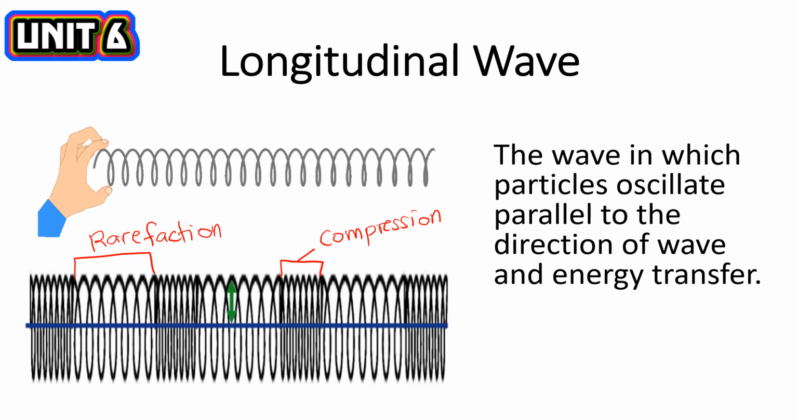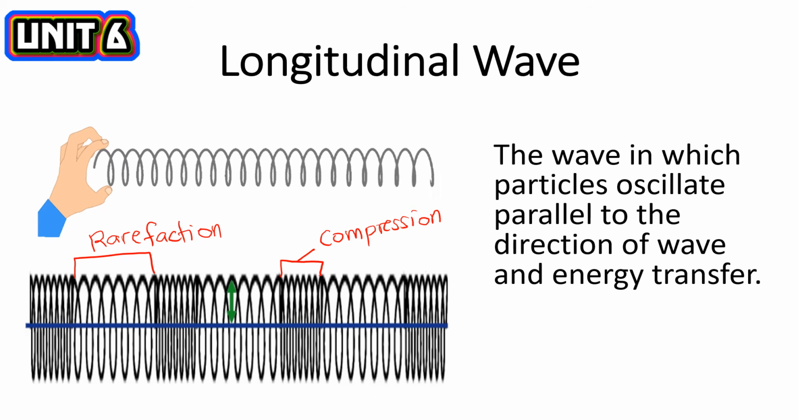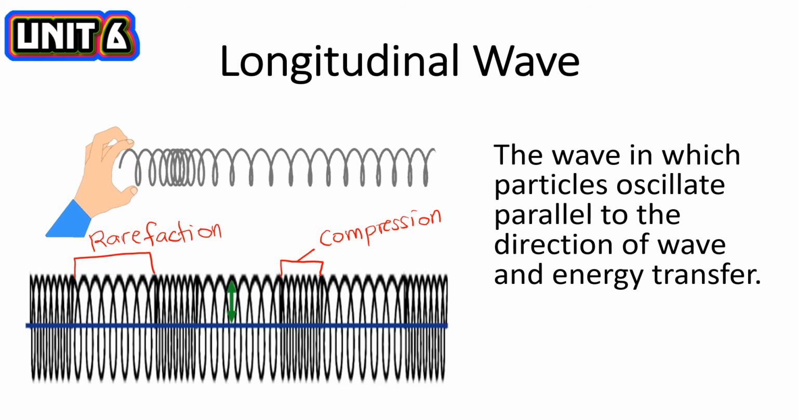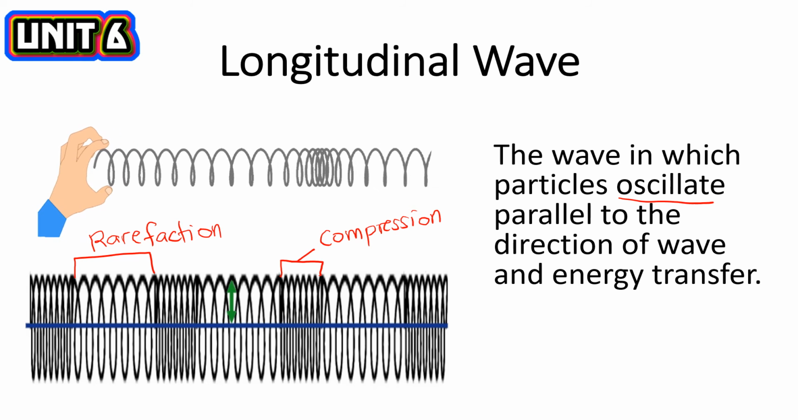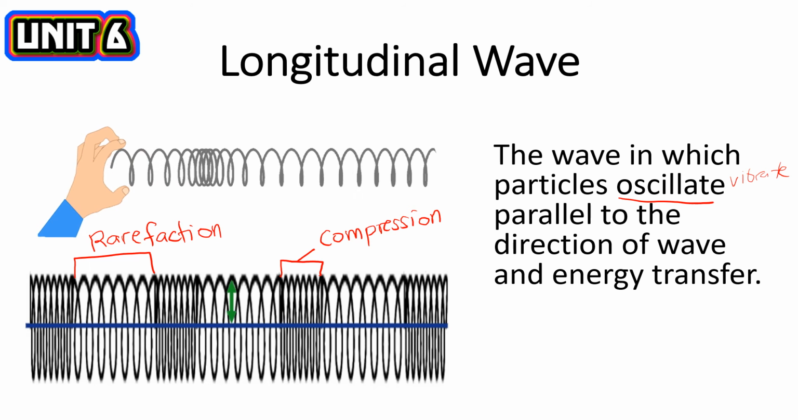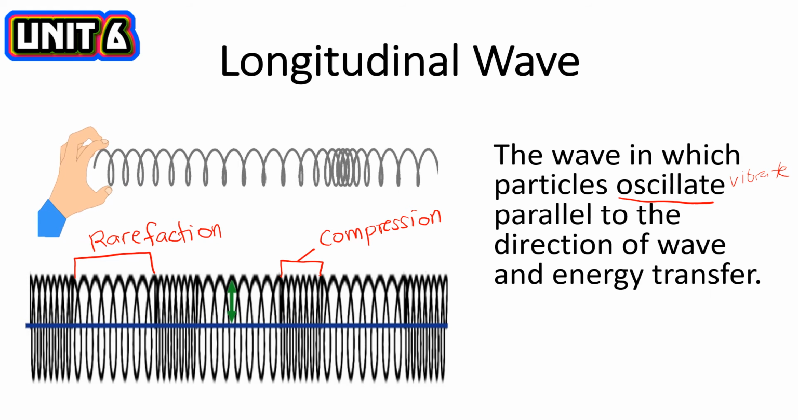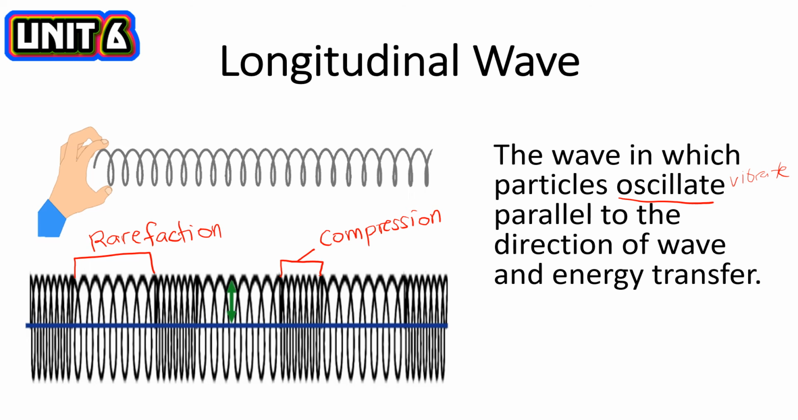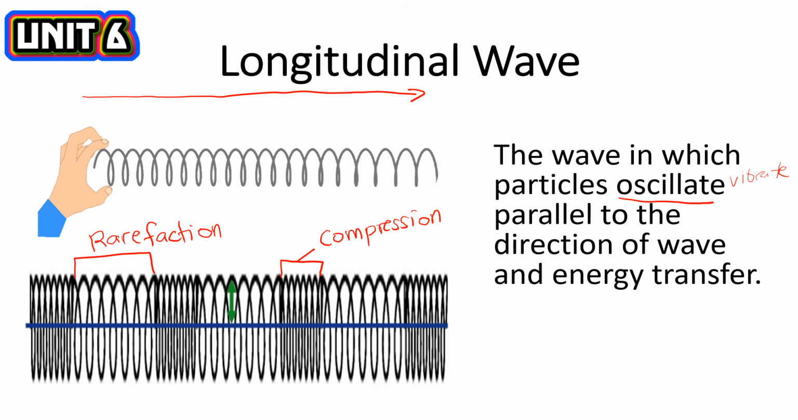Without compression, the energy will not move to another spot. So again, in your longitudinal wave, there is an area of press, relax, press, relax. Let me just read this one. A longitudinal wave is a wave in which the particles oscillate, oscillate means vibrate, parallel to the direction of the wave and energy transfer. So it compresses and relaxes as the energy is moving from left to the right side.